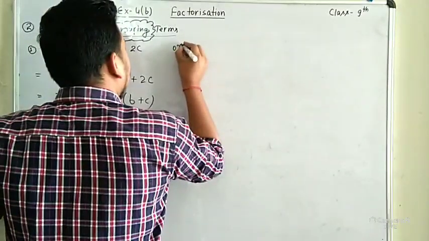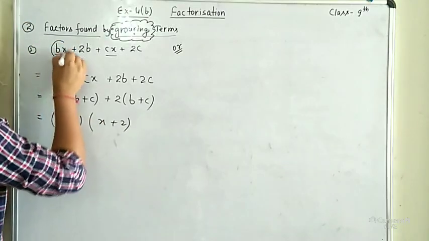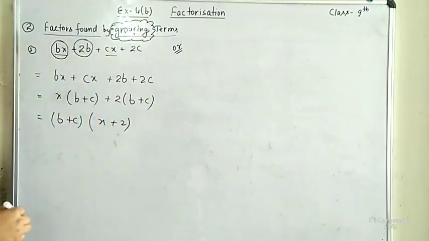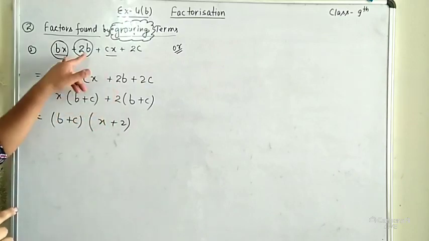Yes, we can solve by another method also. Take another group. Here, this is bx and this is 2b. So what is common here? This is also a group. ये भी एक ग्रुप बन रहा है, ये भी ग्रुप बन रहा है.